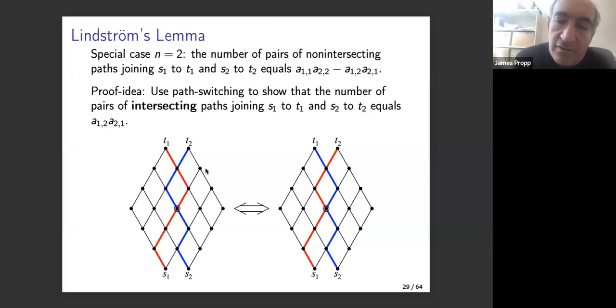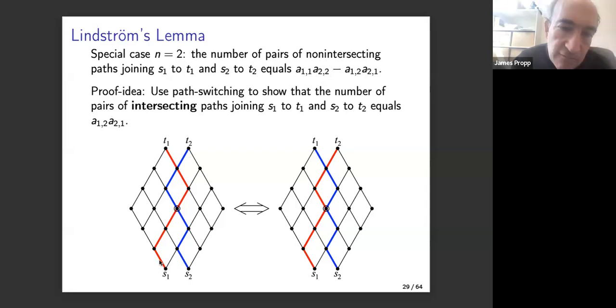So what is the idea of the proof? The idea is to use a technique called path switching. This thing overcounts. A11 times A22 overcounts the number of non-intersecting paths, because A11 is the total number of paths from S1 to T1, and A22 is the total number of paths from S2 to T2. So this product is an overestimate. One way we can subtract off exactly what we want to, namely the intersecting lattice paths, is by counting all these pairs of paths. Well, why should that be?